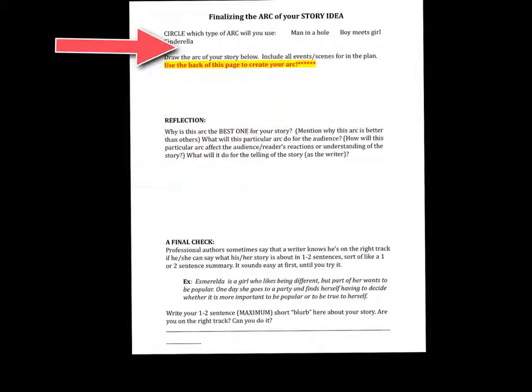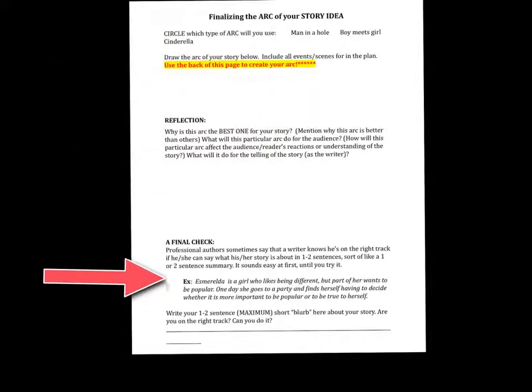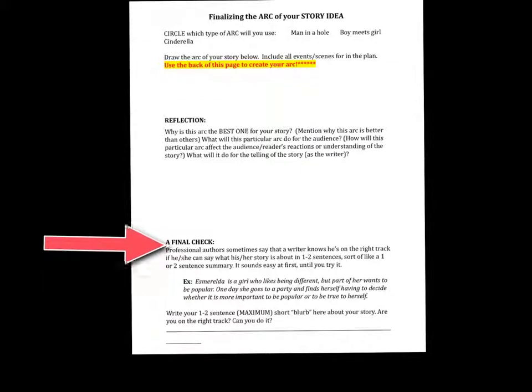So what I'd like for you to do is answer these questions in here and try to do a detailed reflection below. That means try to answer as much of those as you can and put as much detail in your reflection here so that you're thinking about the arc that you have planned. The last thing it's going to ask you to do is look below the reflection where it says a final check.